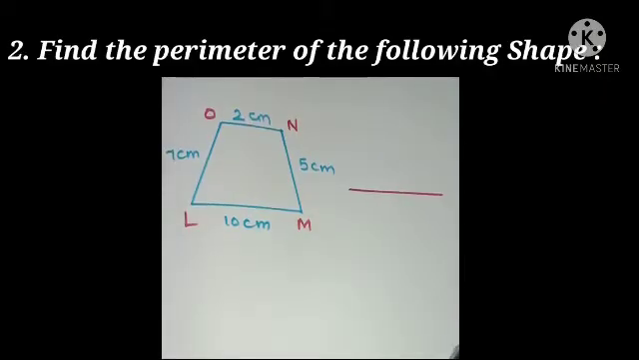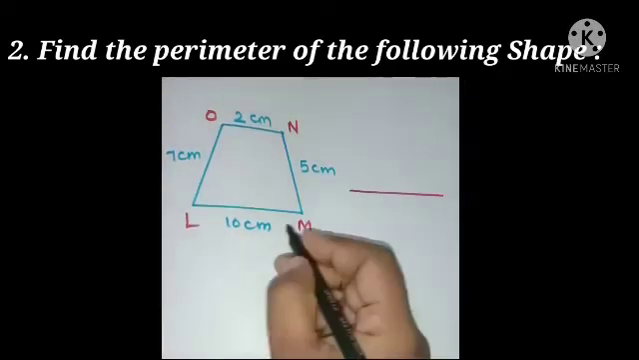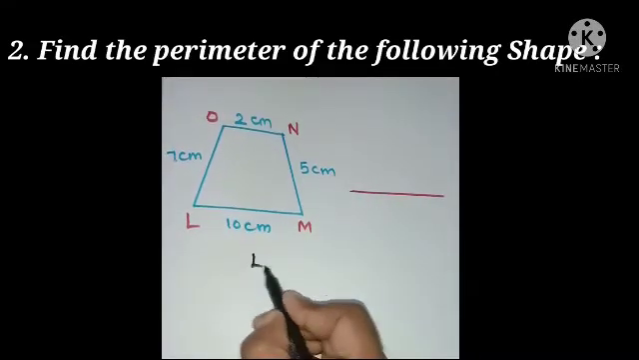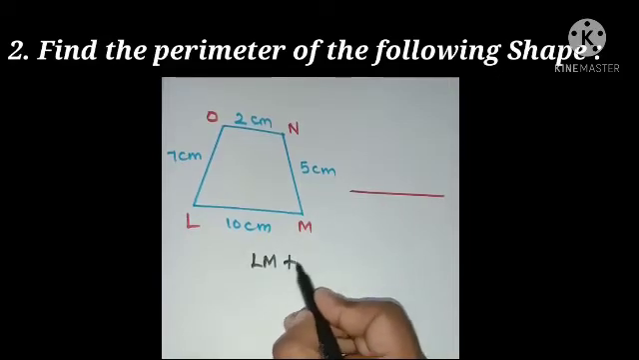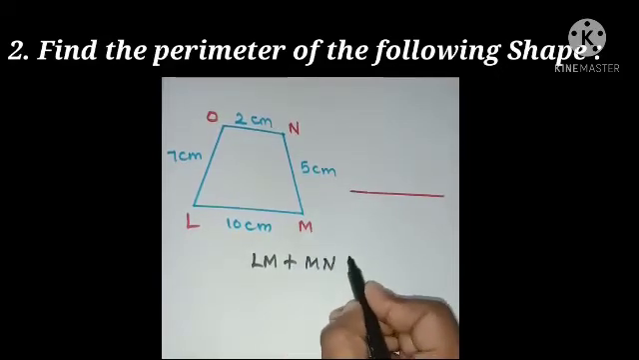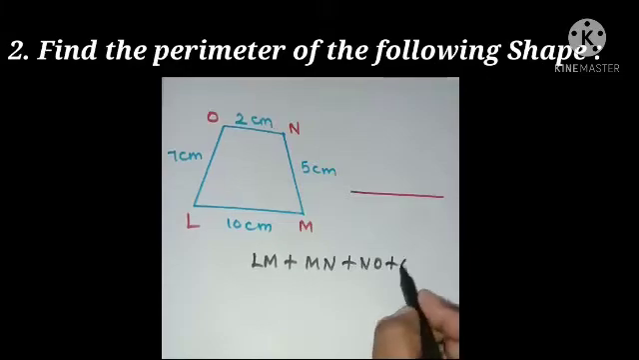Find the perimeter of the following shape, trapezium. So children, here we know that perimeter is the total length of the boundary. So that is, we have to add the sides of this trapezium. What are the sides? 4 sides: LM, MN, NO and OL.